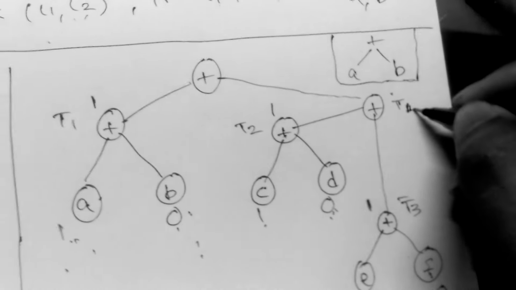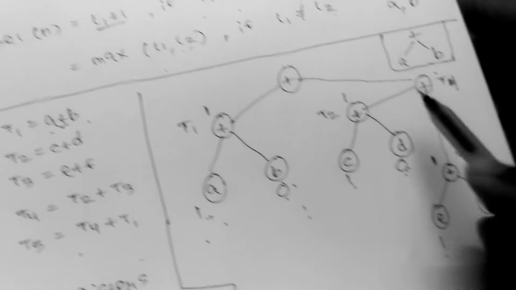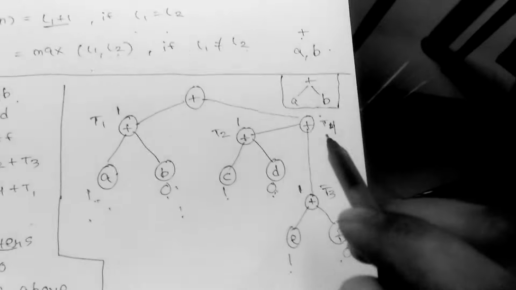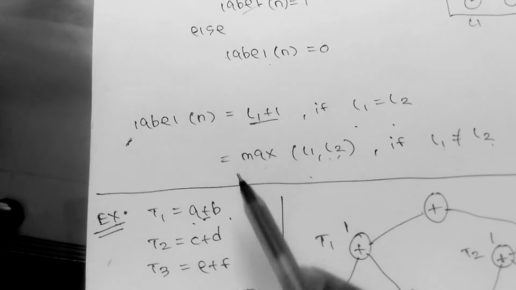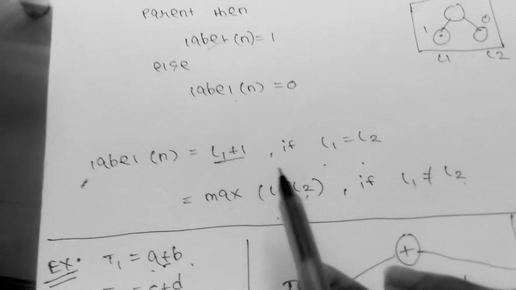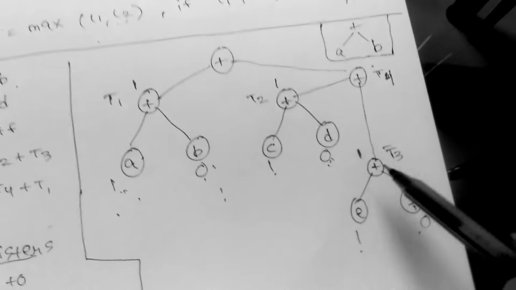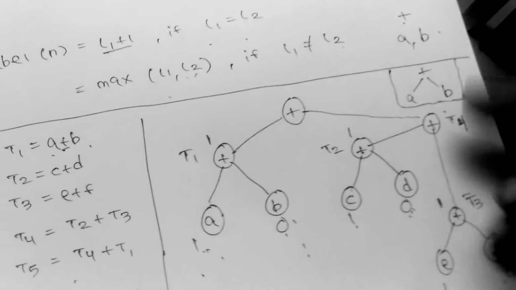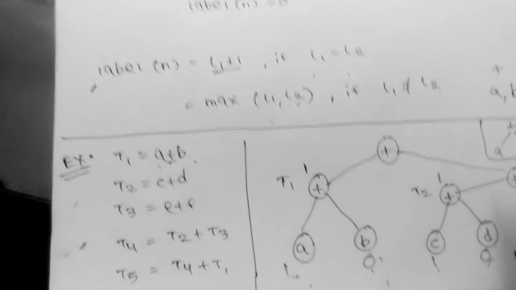Okay. Now coming back to T4. As we can see, the values of T2 and T3 are equal, 1 and 1. So what the algorithm says is that if the values of L1 and L2 are the same, you have to add 1 to the value. You can take any value here, L1 or L2, you can add to any one of them. It doesn't affect. So as the values are 1 and 1, we will add 1 to 1. So the value of T4 will be 2.